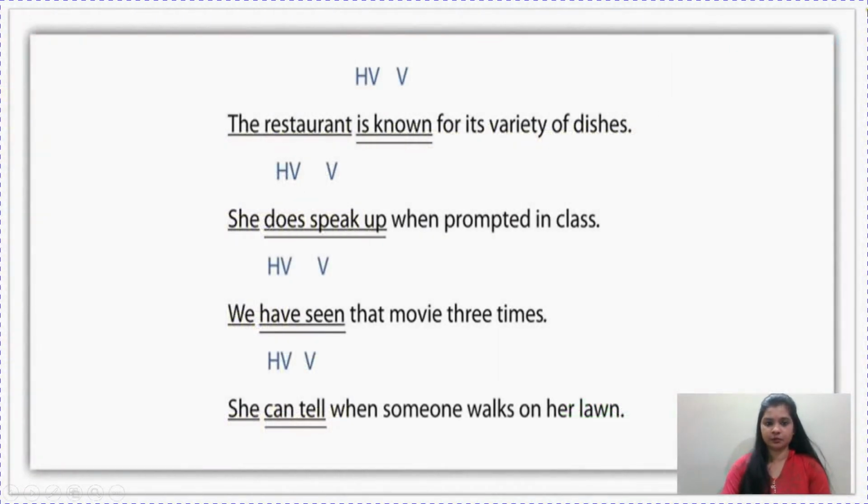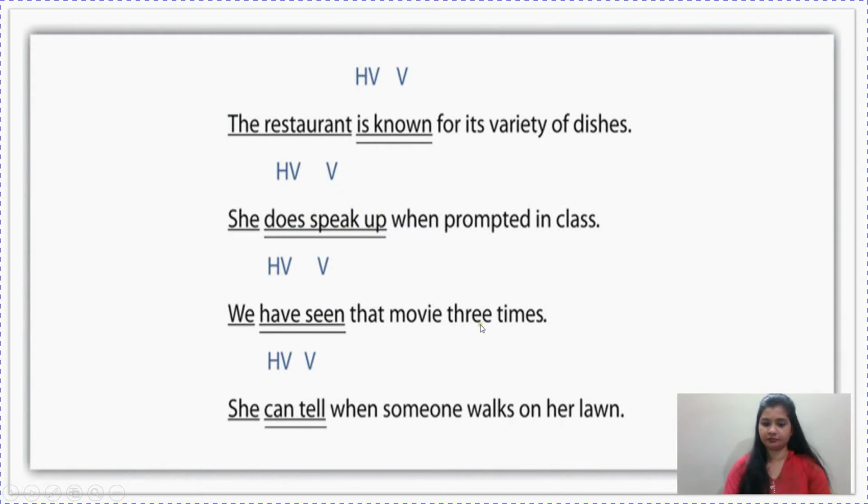Let us see more examples. The restaurant is known for its variety of dishes. Children, as I have told you, helping verb is also important. So, let's see here, helping verb and verb. So, is is the helping verb and known is the verb here. She does speak up when prompted in class 5. So, does will be the helping verb and speak up is the verb.